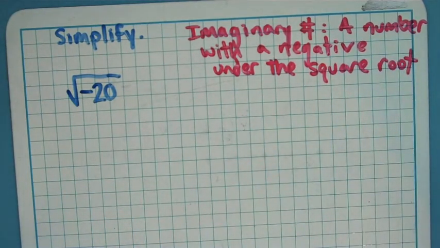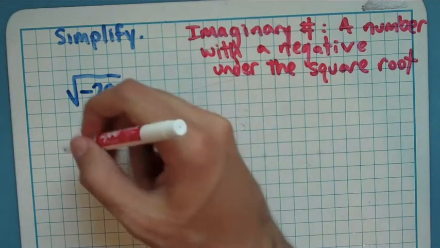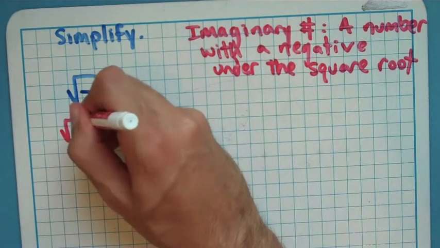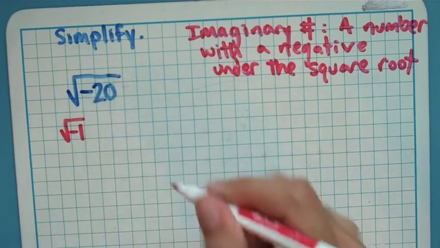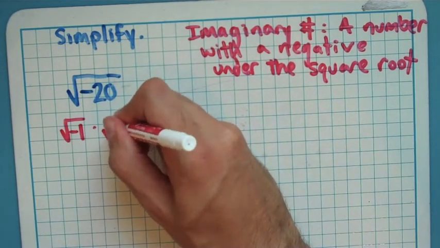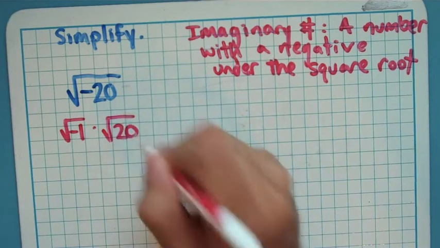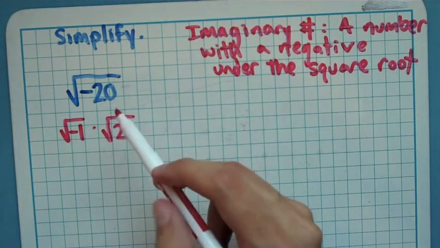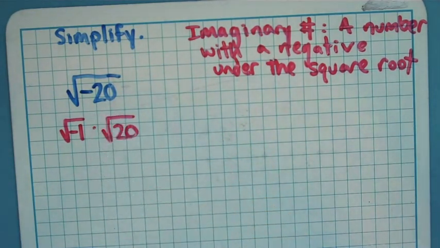So if we have the square root of a negative, what we can do is split this square root up into two separate pieces. I can do the square root of -1 times the square root of +20. If you have a square root, you're allowed to split it into these two separate pieces like that. If you multiply those together, you still get -20.